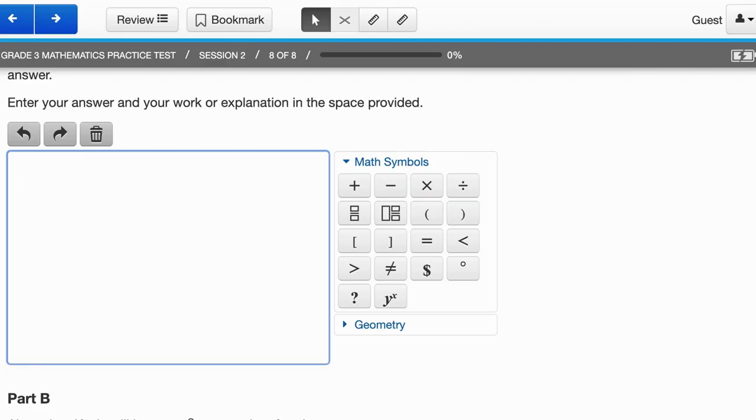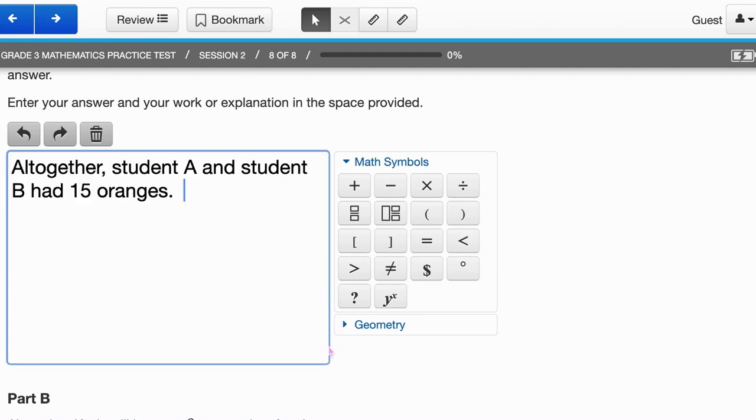When I'm done with this question, I can click next with the blue button to go to the next question. When you go to use the Equation Editor to use words and numbers to give your answer, remember to use a combination of your keyboard on your Chromebook and the math symbols. If I was answering a question about how many oranges two students had in all, I could say, altogether, student A and student B had 15 oranges. I can type that using my Chromebook.